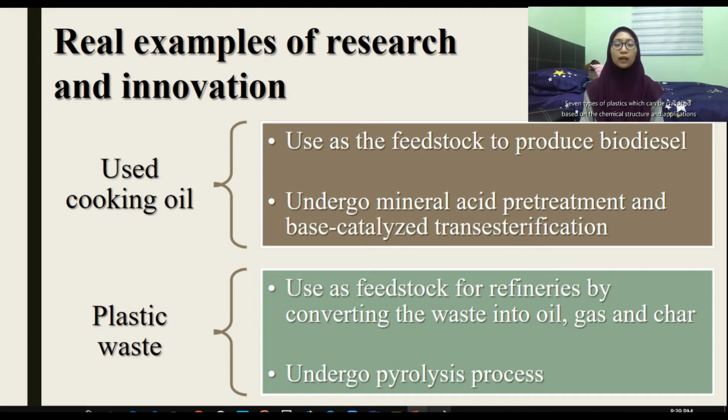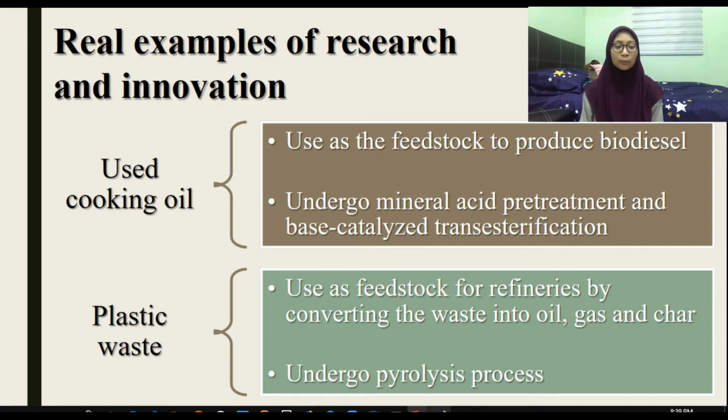There are 7 types of plastic which can be classified according to the chemical structure and the application. Type 1 is polyethylene terephthalate (PET). Type 2 is high density polyethylene, HDPE. Type 3 is polyvinyl chloride, PVC. Type 4 is low density polyethylene, LDPE.